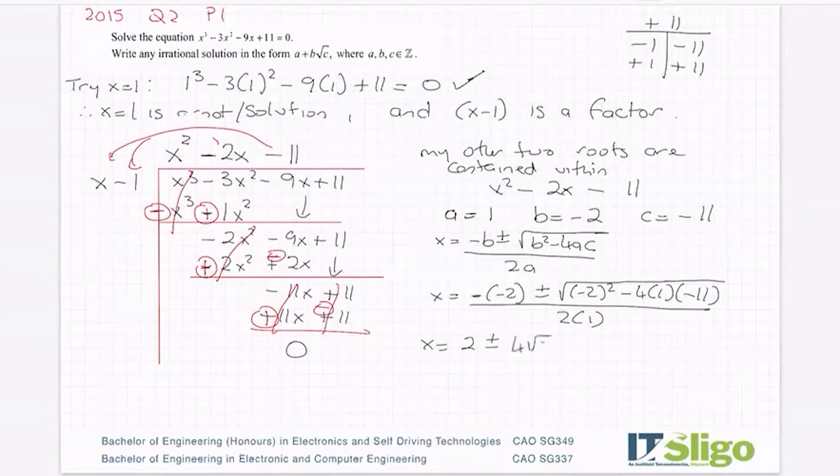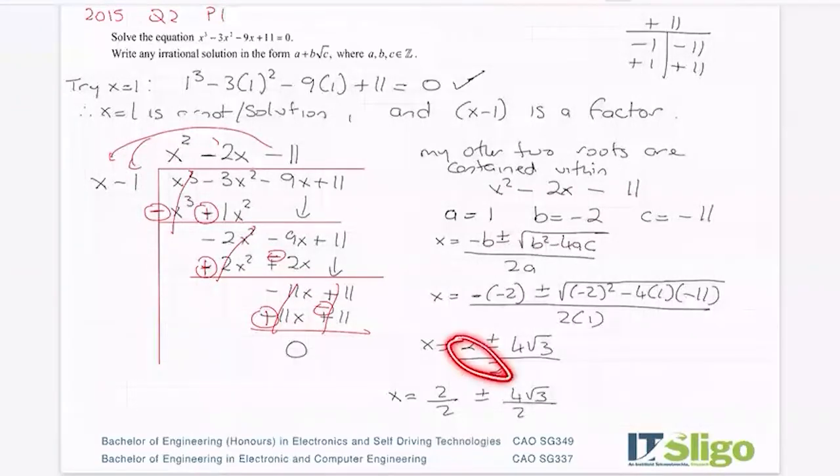I'm getting 4 root 3 over 2, and 1s are 2. Okay, so how you do this is you divide both bits by the 2. So I'll have 2 over 2 plus or minus 4 root 3 over 2. All I've done literally is split them out like that, because it's easier to see now that 2 over 2 is 1, plus or minus 4 over 2 is 2 root 3.